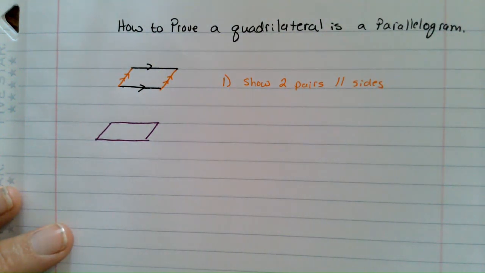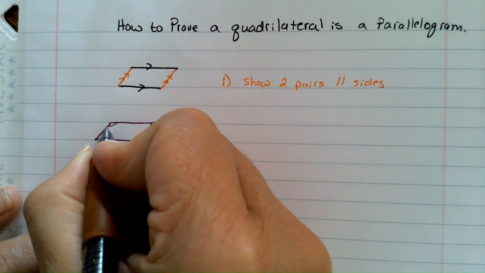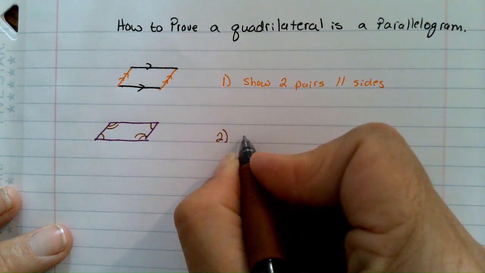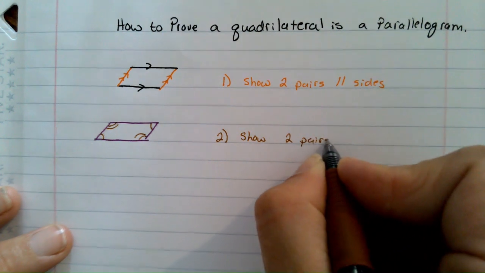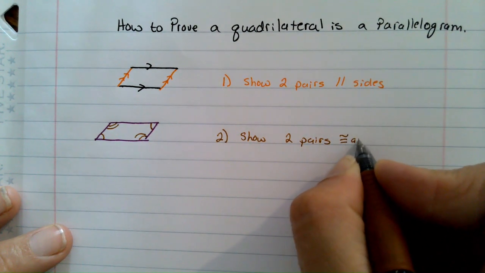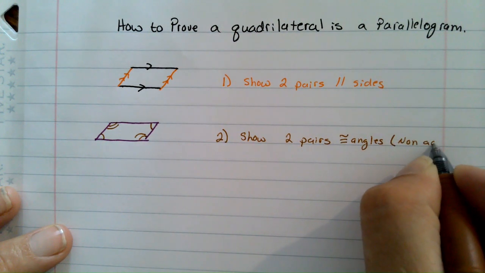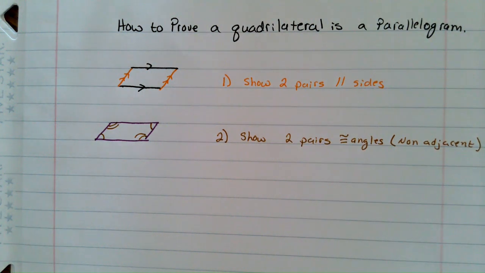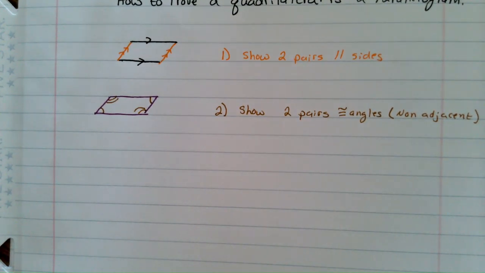is you could show that this is congruent to this, and this is congruent to this. So if you can show or prove 2 pairs of congruent angles, non-adjacent. We need the opposite angles, okay? They need to be opposite or non-adjacent. Okay, so that's the second way.